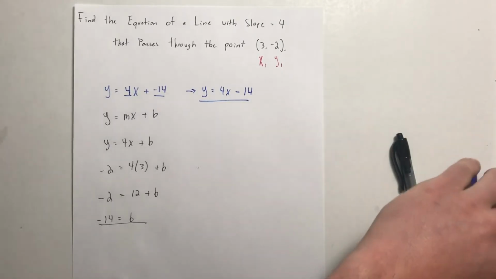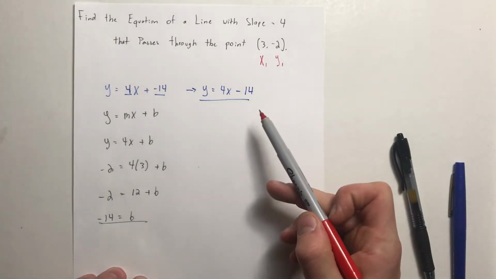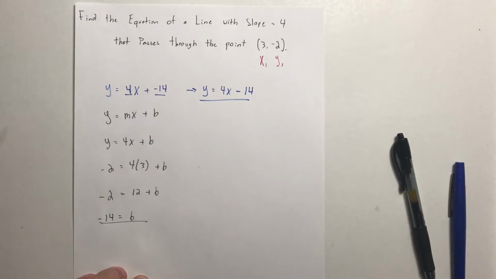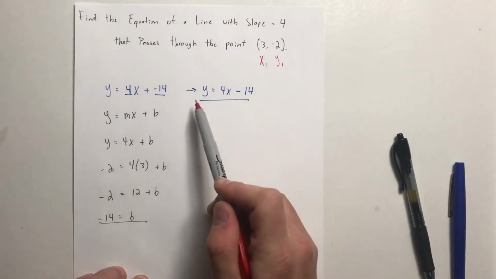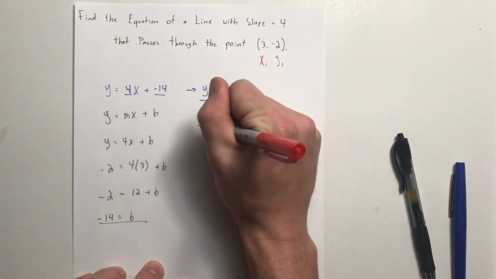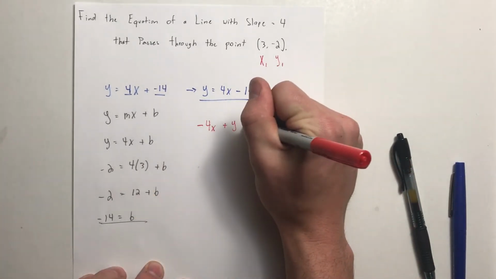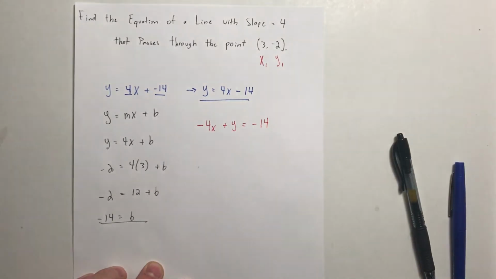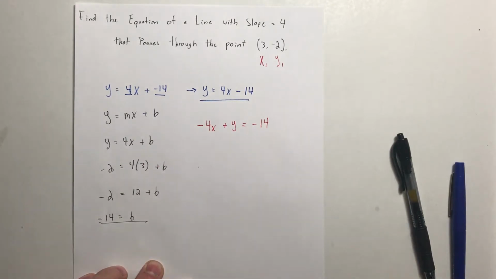Another important thing is the standard form. Last time we got our slope-intercept form, then we did some algebra to get down to our standard form, and we're going to do that same exact thing here. So I'm going to subtract 4x from both sides of this equation. What I'm going to be left with is negative 4x plus y equals negative 14. What I did was I took this 4x and moved it over onto the other side of the equal sign. So this is starting to look like our standard form.